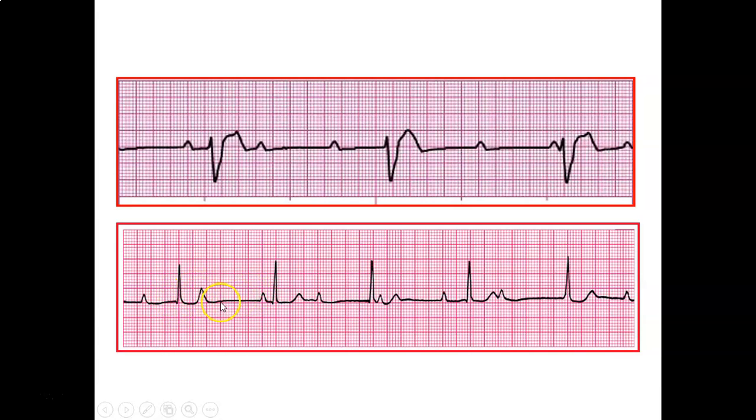But look here, again here, there is no relationship between the atria and ventricles as PR intervals are variable. Sometimes even P waves are after the QRS complexes. There is no relationship. So again, this is a complete heart block.